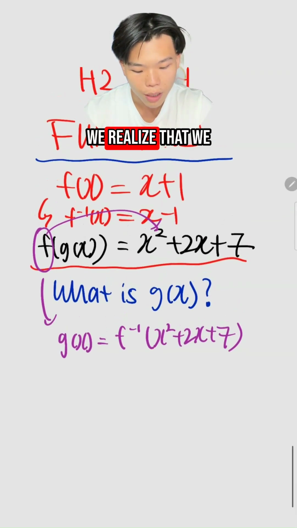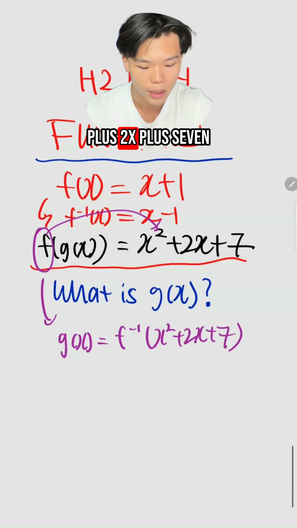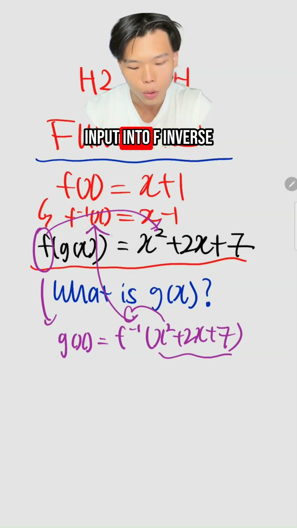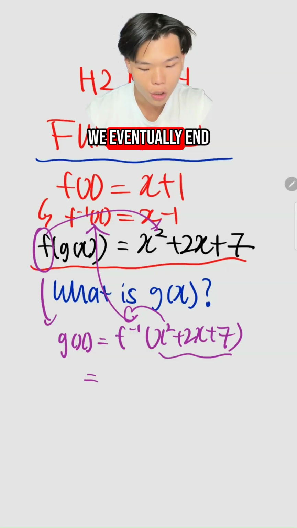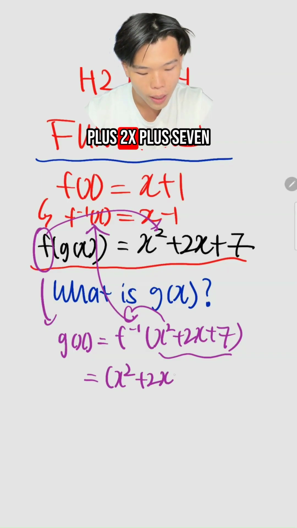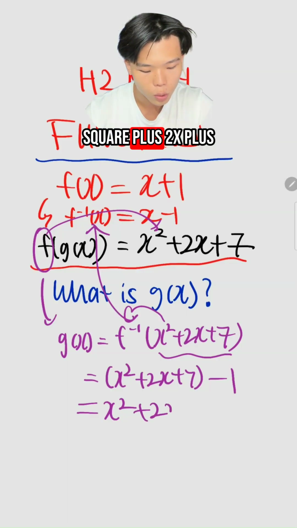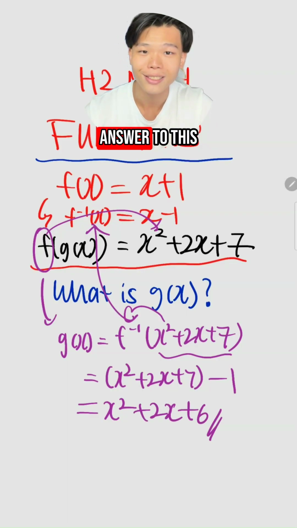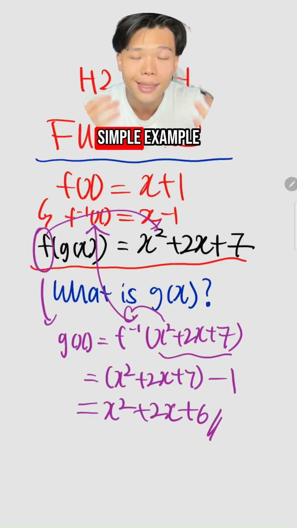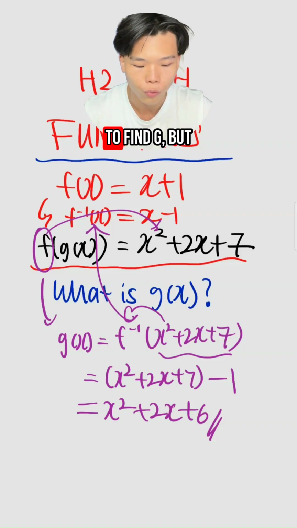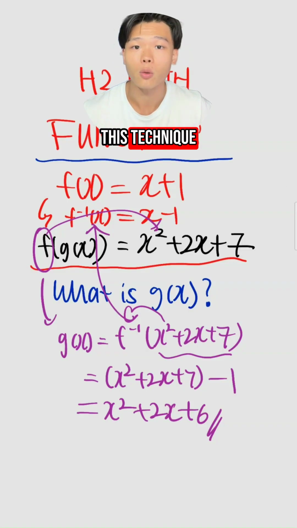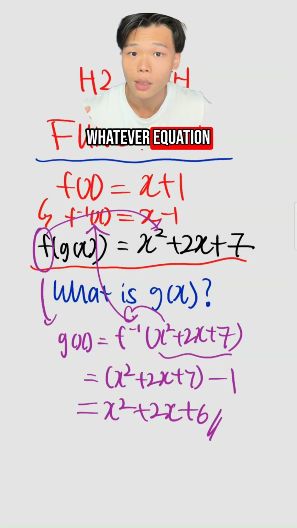And that is where we realize that we now take x squared plus 2x plus 7 and put it as an input into f inverse of x, and that's how we eventually end up with x squared plus 2x plus 7 minus 1. And that's how you end up with x squared plus 2x plus 6 as the final answer to this question over here. Now I chose a very simple example to show you how to find g, but best believe that this technique will always work regardless of whatever equation comes out.